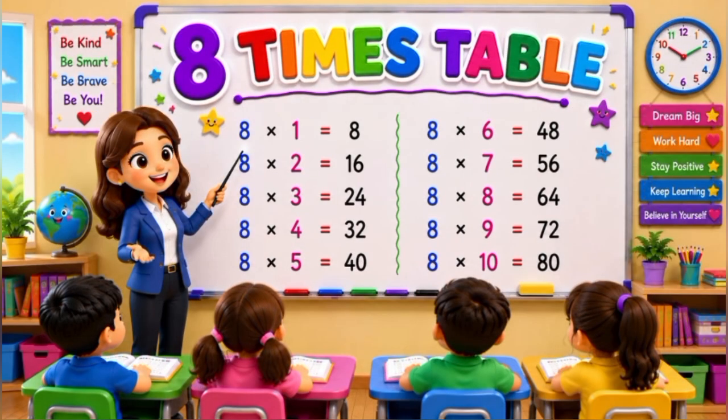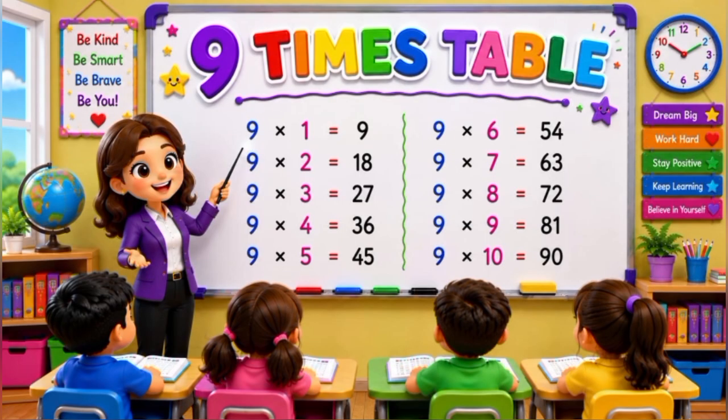8 times table. 8 ones are 8. 8 twos are 16. 8 threes are 24. 8 fours are 32. 8 fives are 40. 8 sixes are 48. 8 sevens are 56. 8 eights are 64. 8 nines are 72. 8 tens are 80.